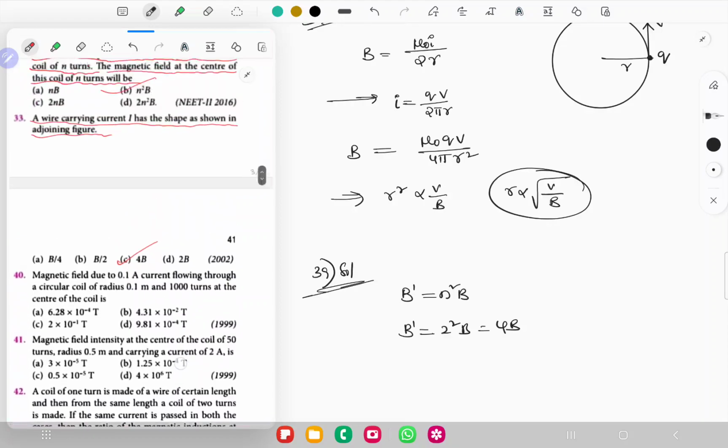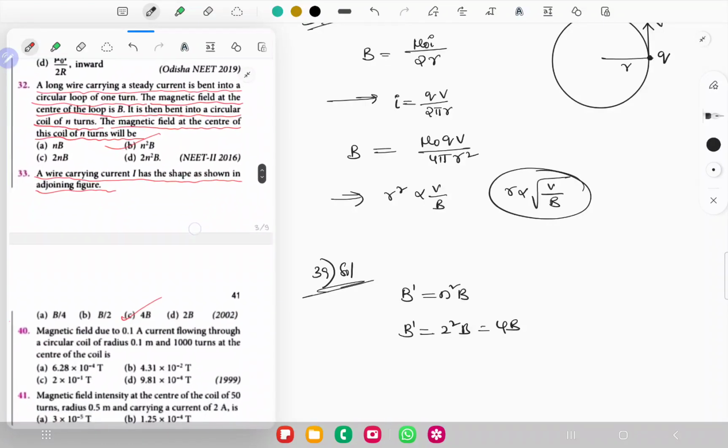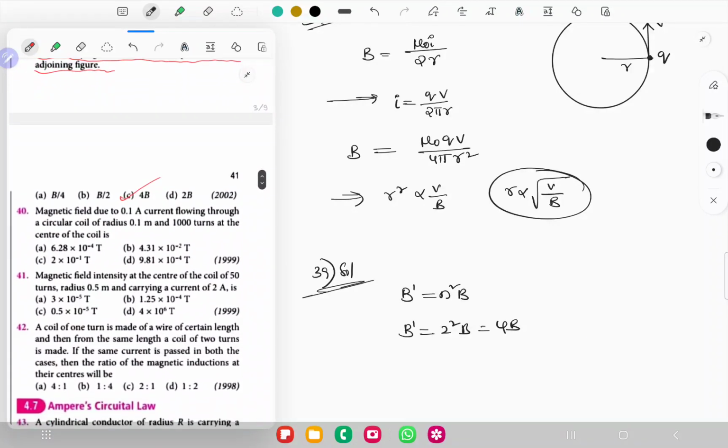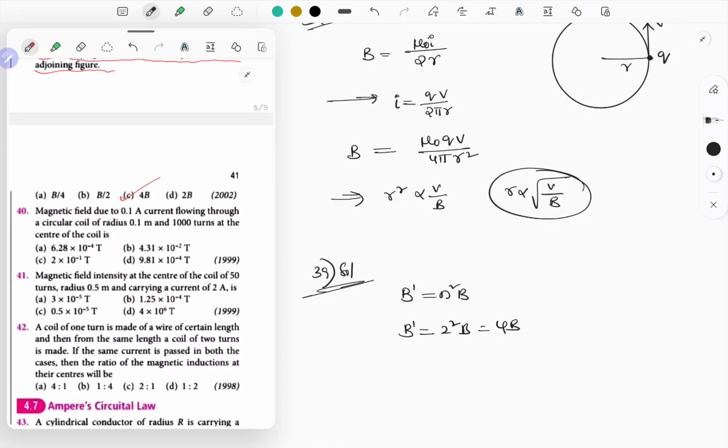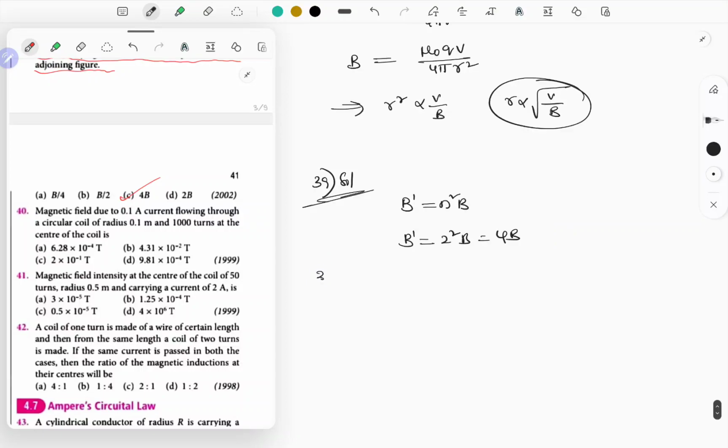Already we solved this. You just go through this. Question number 32 and 39 both are the same. The only difference is they have given what the small n is here. That's all. Next, question number 40.